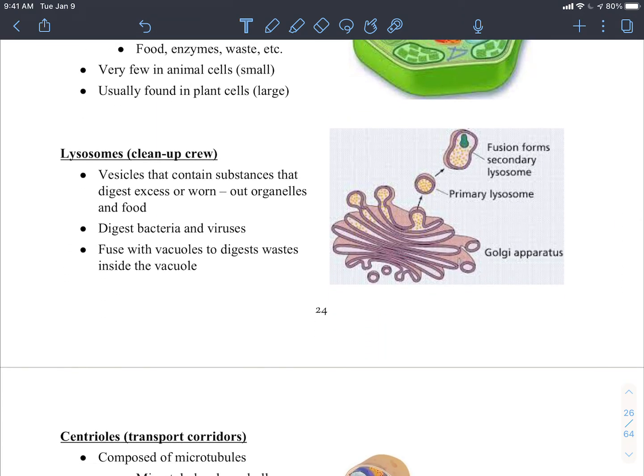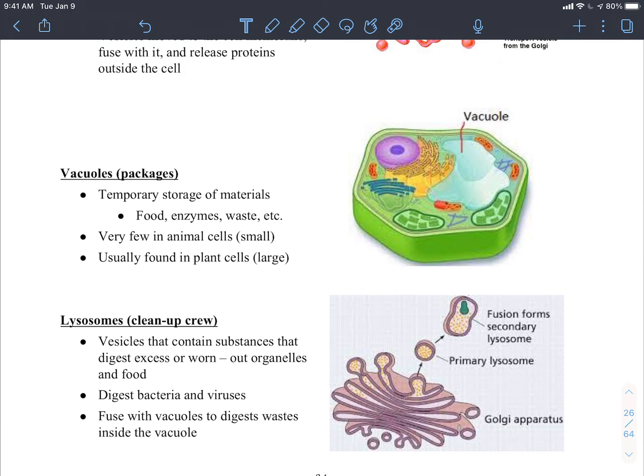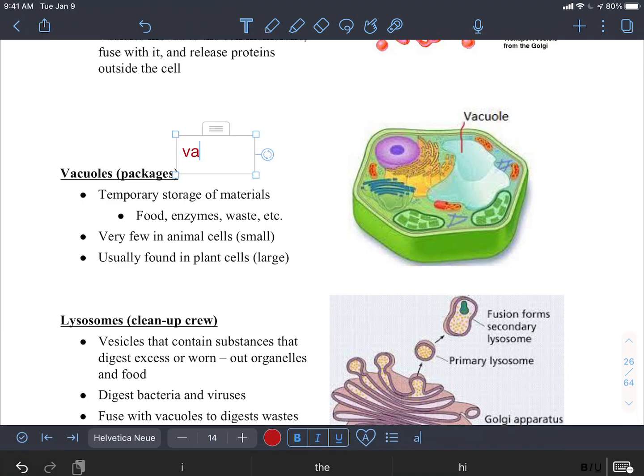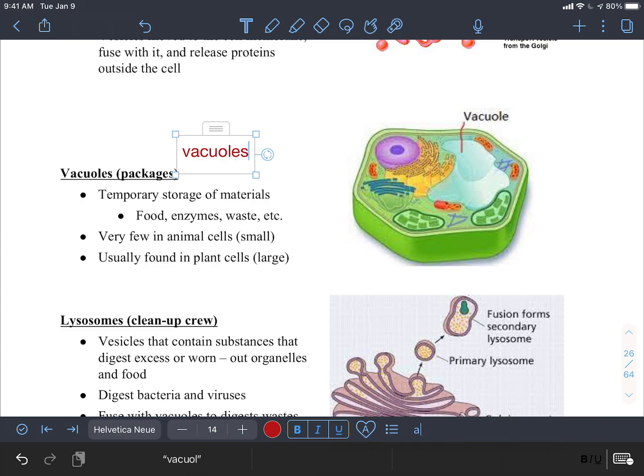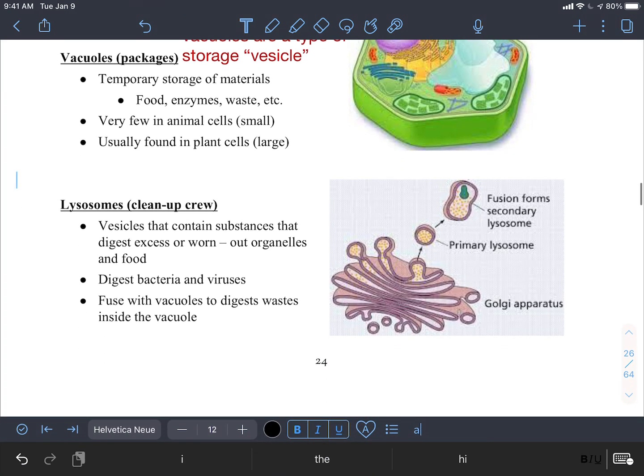Lysosomes are similar in appearance to the other vesicles we've discussed. So the vacuole is a storage vesicle. Vacuoles are a type of storage vesicle, whereas lysosomes are a type of disposal vesicle.